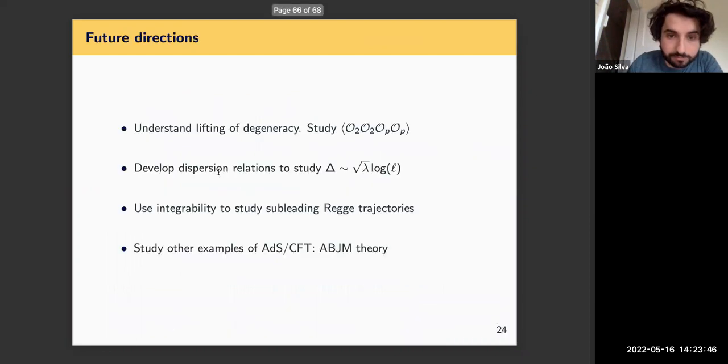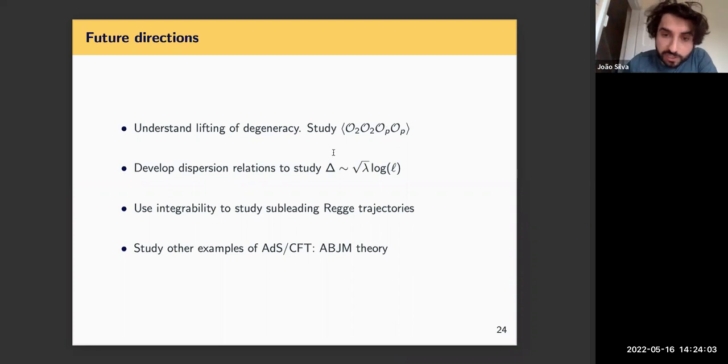Okay, so this was a talk, so let me just list some results. These operators are expected to be degenerate, and we can study this degeneracy by studying other correlators in this way.